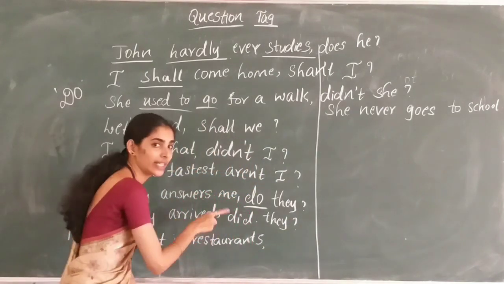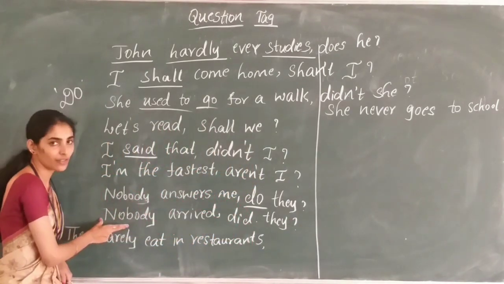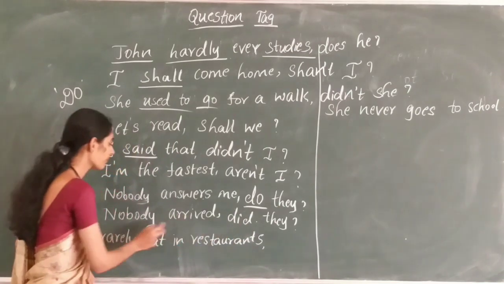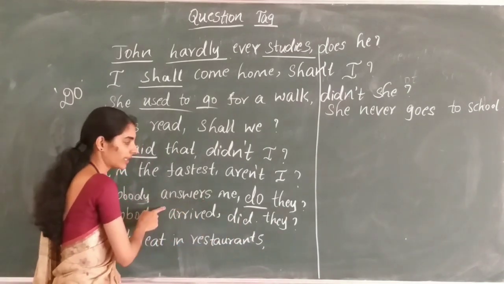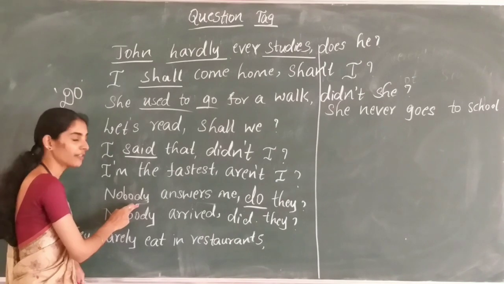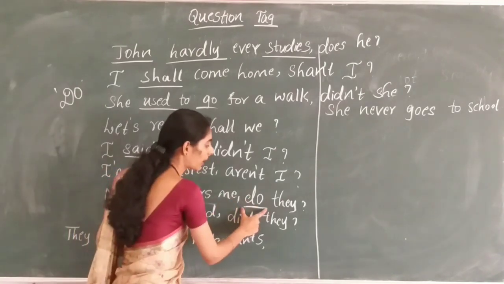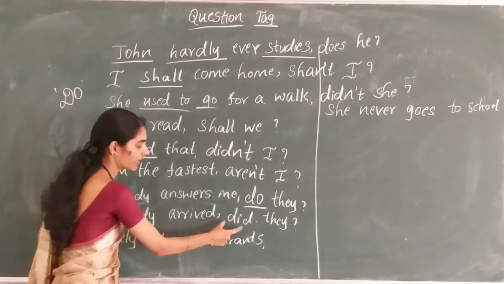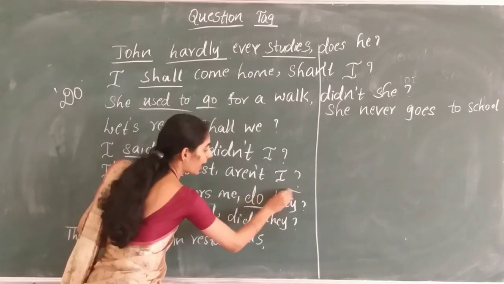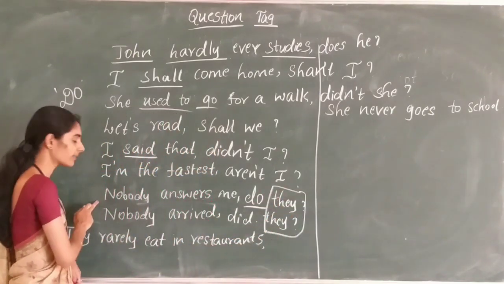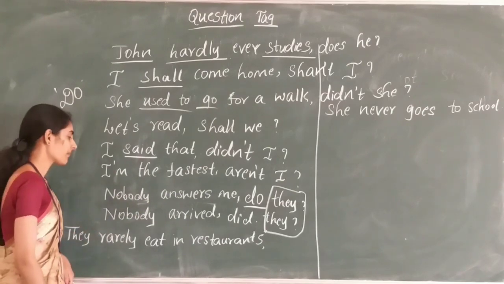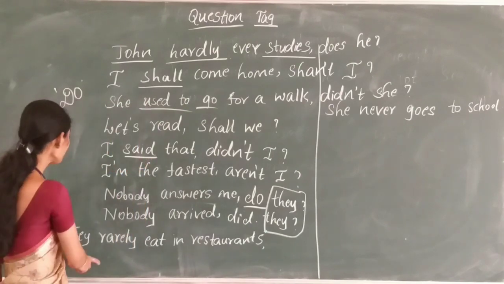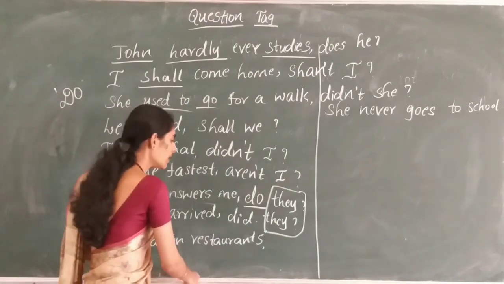Again, we should not write didn't or don't. Why? Because this is a negative word, so the tag has to be positive. Don't get confused. Please keep this in mind. So "nobody answers me" is present tense and a negative statement, and that is why we write do here. And "arrived" is past tense, so we write did. The pronoun for nobody, everybody is the same: they. So, "nobody answers me, do they?" "Nobody arrived, did they?"